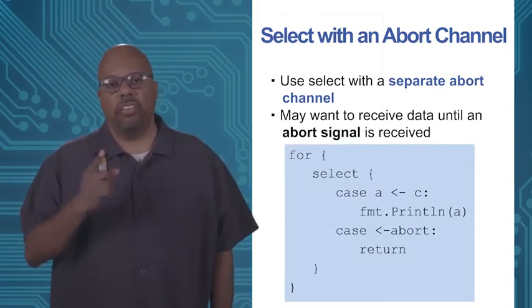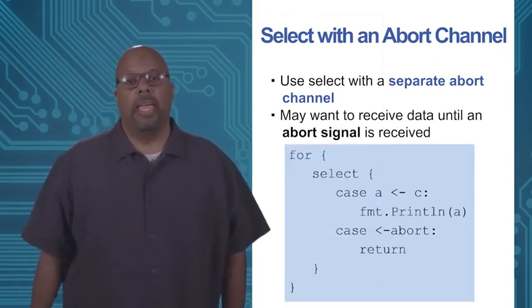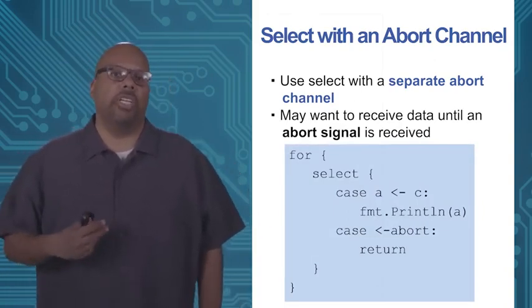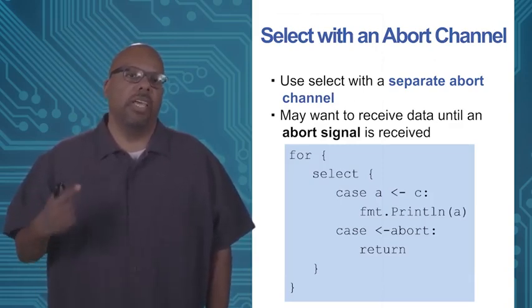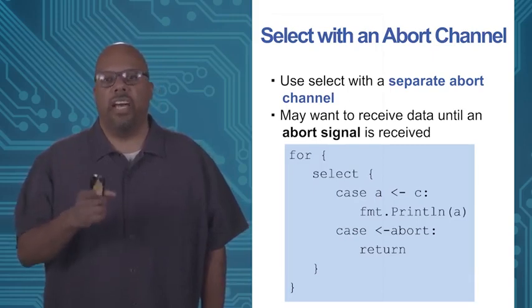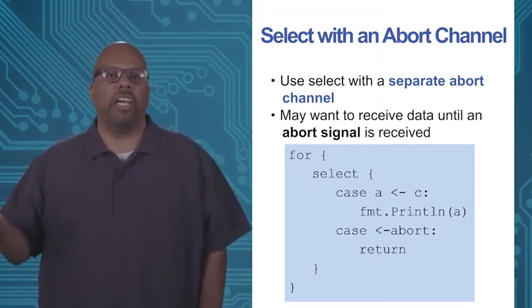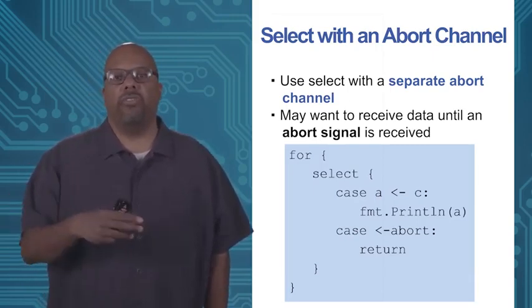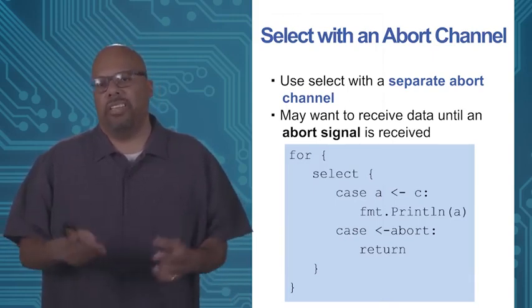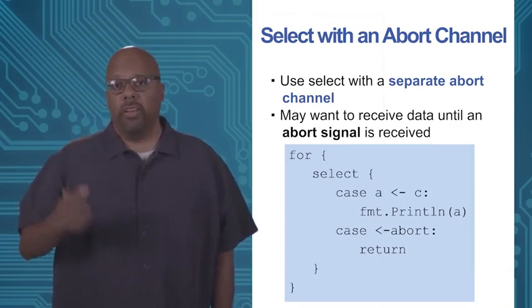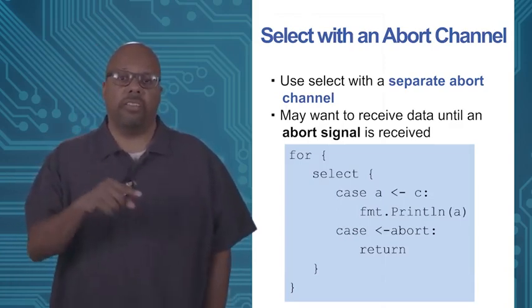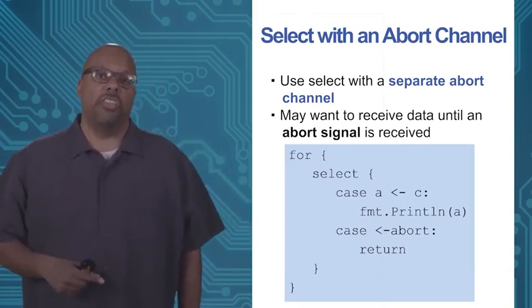Now notice that first thing, it's an infinite for loop, right? It's an infinite for loop because that's typical for a consumer. It's just going to keep receiving. Then in there, I select. The first case is to receive data on the C channel and assign it to A, and then I process it. In this case, I just print A. And so I'll keep doing that, receiving data, processing, until eventually there's an abort signal.